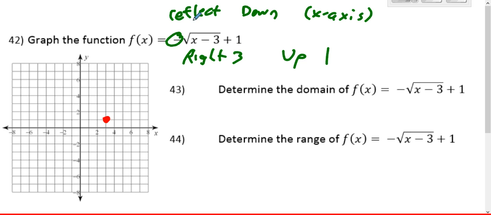And that negative, all that means is that we go down instead of up when we're doing our square roots. So the square root of 1 is 1, but we go down 1 this time. The square root of 4, so we go 1, 2, 3, 4, is 2, so we go down 2. And then we're at the end of our graph, so just draw the curve.